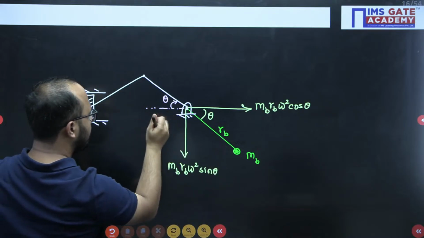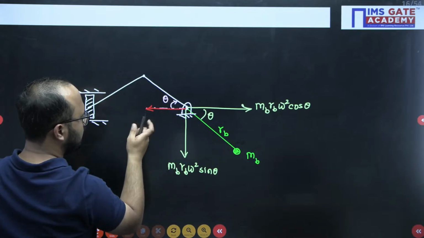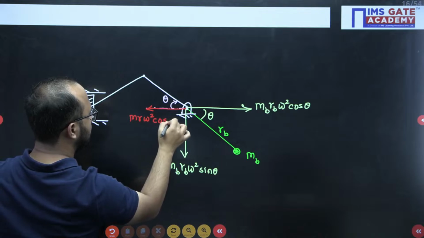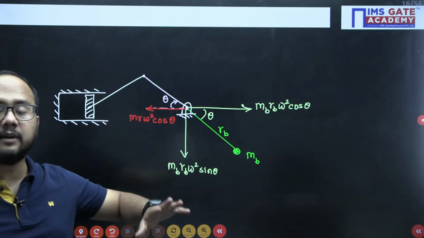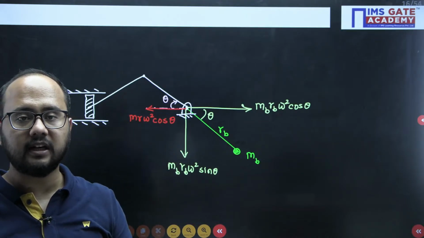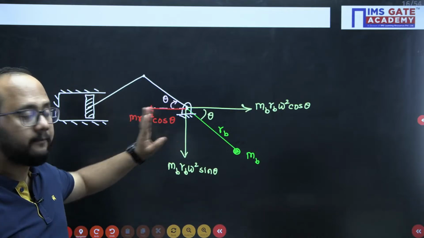And here the unbalanced force was mr omega square cos theta, like this. This is the primary unbalanced force. We are doing the balancing of the primary unbalanced force. I hope you are getting the point. So remember this point, mr omega square cos theta.